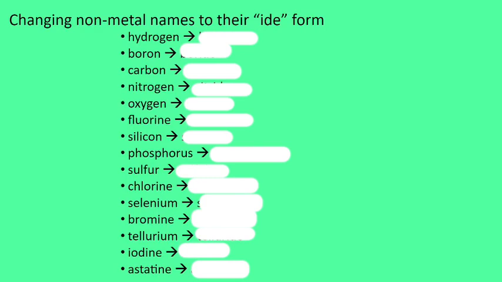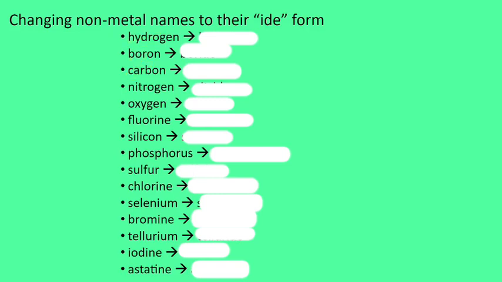In fact, since you're not in class necessarily to do this with me and get my help with it, I want to make sure to go over these real quick. There's not that many of them. These are all the nonmetals you might possibly need to change into the "ide" form. And for the most part, you are just taking the first syllable and then dropping the rest of it and adding "ide" to the end.